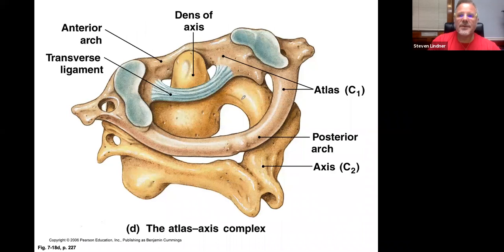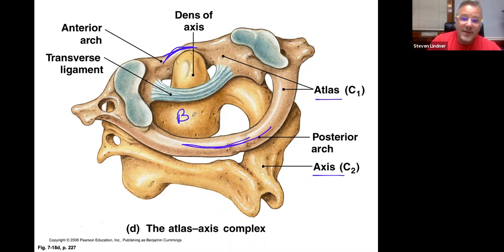There's a close-up view of C1, which is the atlas. C2 is the axis. Remember, C1 does not have a spinous process. It has a posterior arch, and it has an anterior arch. So there's no vertebral body of C1, and there's no spinous process of C1. There's an anterior arch and a posterior arch.